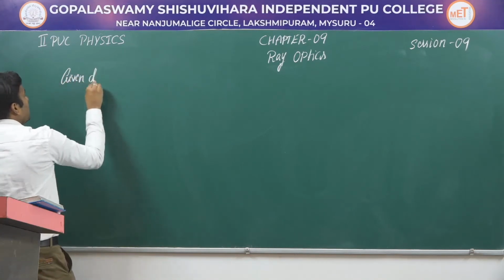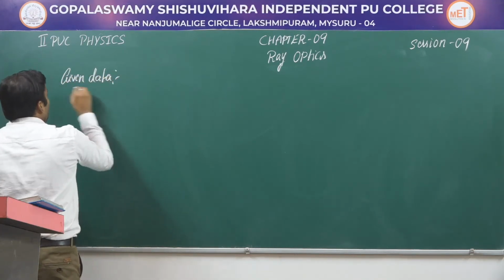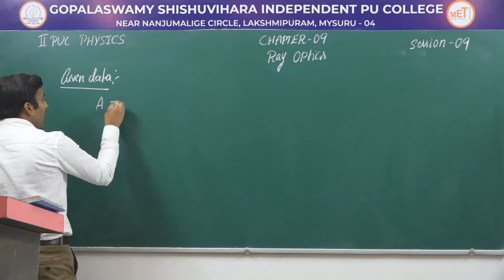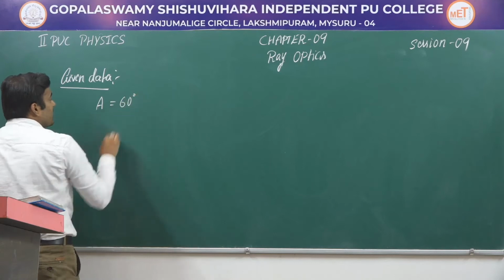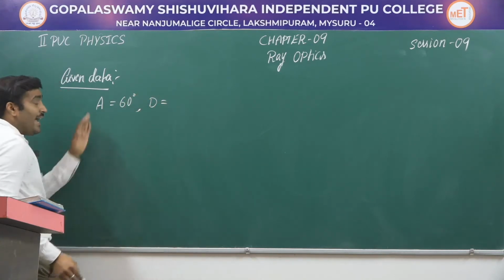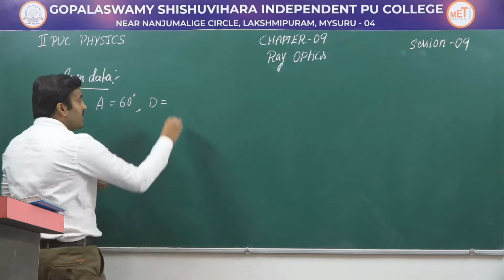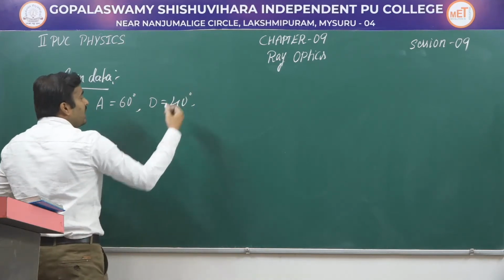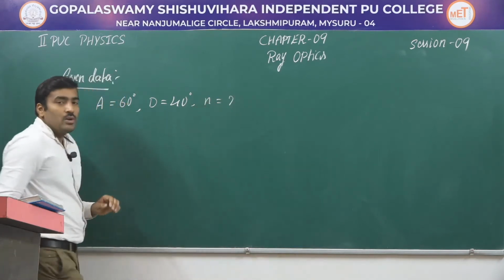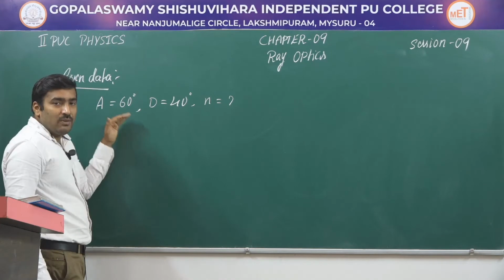So they have given that we have an equilateral prism. So for an equilateral prism, angle of the prism is equal to 60 degrees. You know that. And the angle of minimum deviation produced by a prism is equal to 40 degree. And we need to find the refractive index of the prism. We have already found this in the previous problem itself.